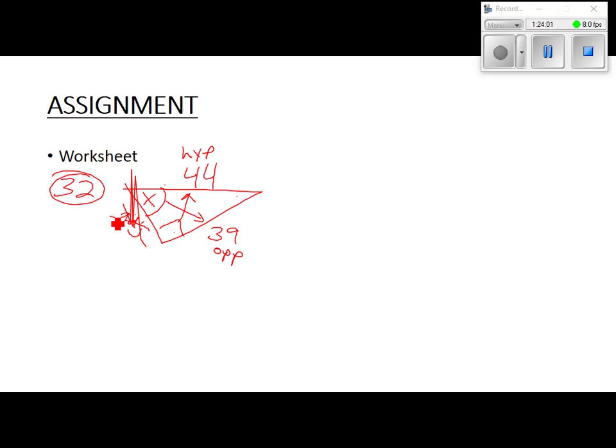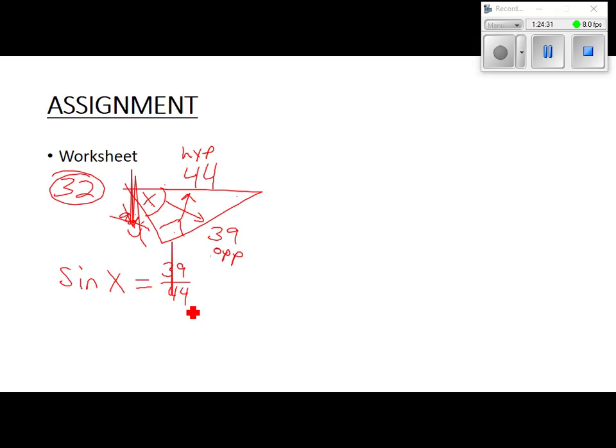Now we're going to set up our equation. Which trig ratio deals with opposite and hypotenuse? Sine. Are we always going to use sine? No, just the two that we've picked so far. We do the sine of our angle. What's the angle? X. We don't know it. So we put sine x equals opposite over hypotenuse. So what is it? 39 over 44. All right?